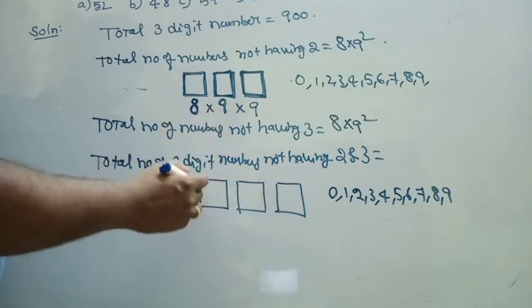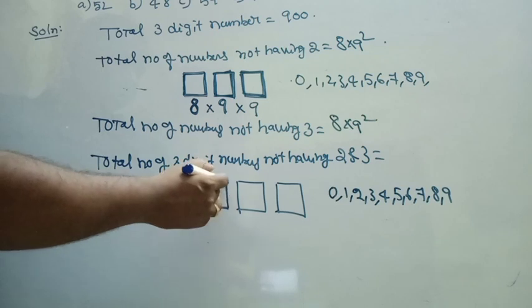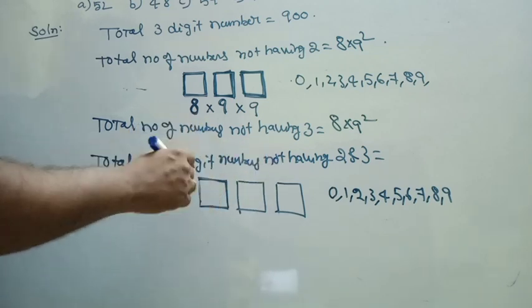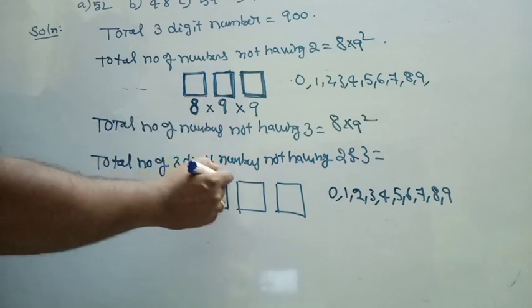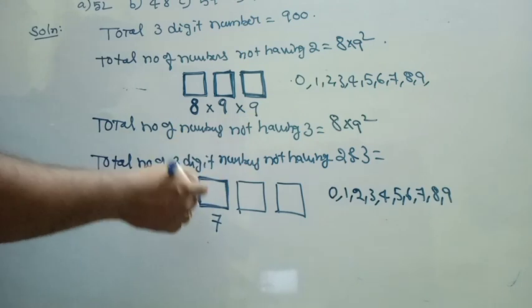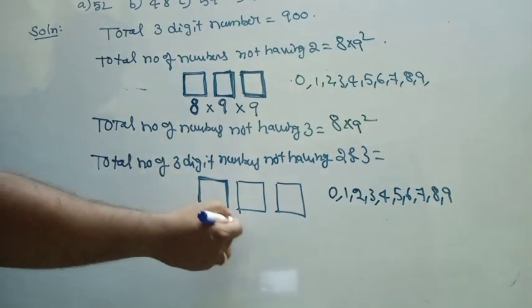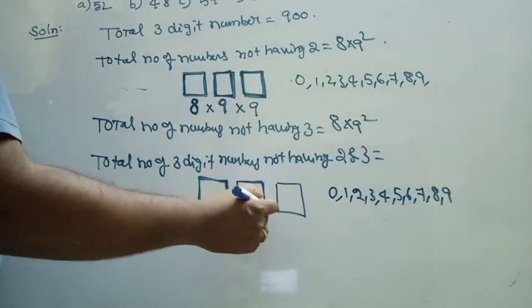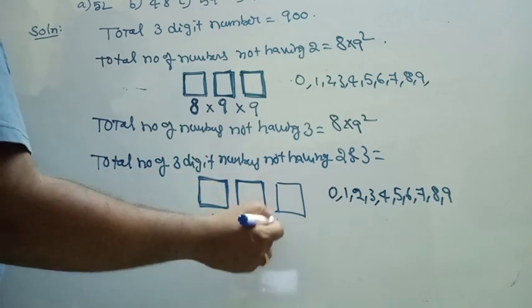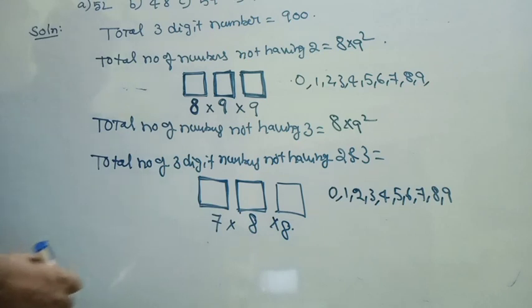2 and 3 means here in this hundreds digit 0 is not eligible. If you use 0 it will be no more 3-digit number. Therefore 0, 2, 3 we should not use here. That means how many possible numbers? Remaining 7. Out of 10, 3 if you subtract, 7 possibilities here. Here you should not use 2 and 3. 0 you can use. That means 8 possibilities. Here also 8 possibilities you have.